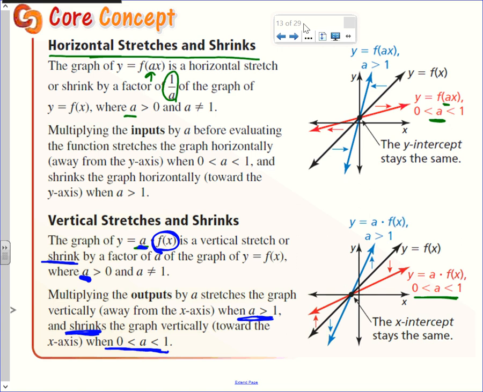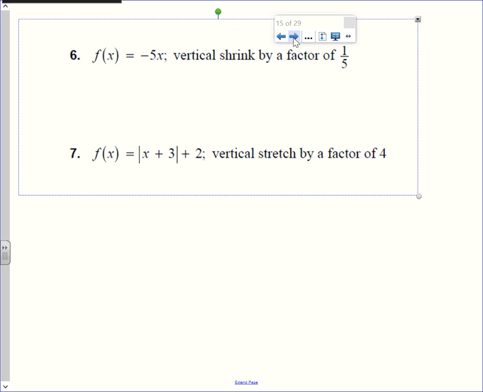So looking at number 6, I'm going to multiply the whole function. So f of x equals, the whole function is -5x. That's your whole f of x. I'm going to multiply that whole thing by a factor of 1/5. Not just the input, but the whole output. Say again? Because that's what makes it shrink vertically.